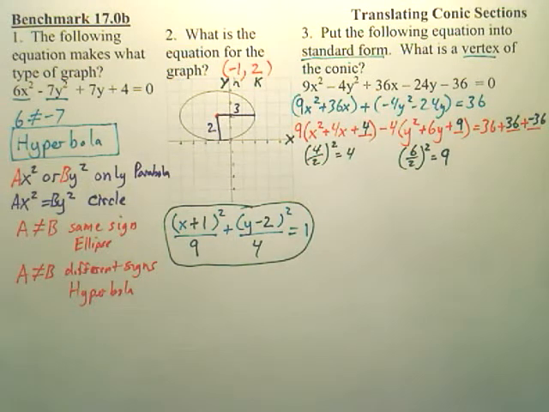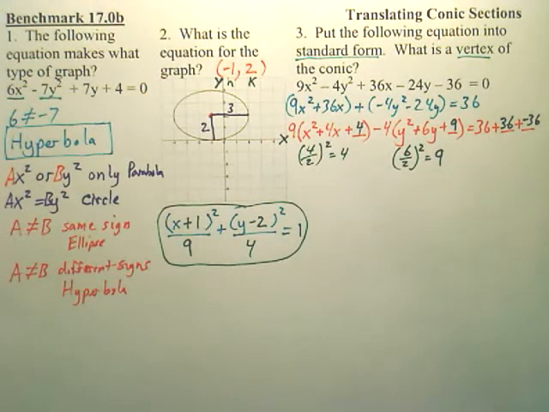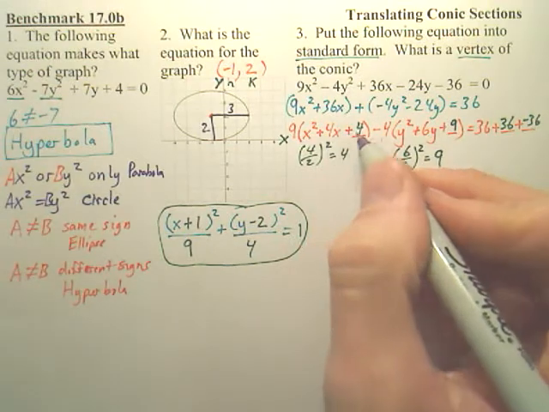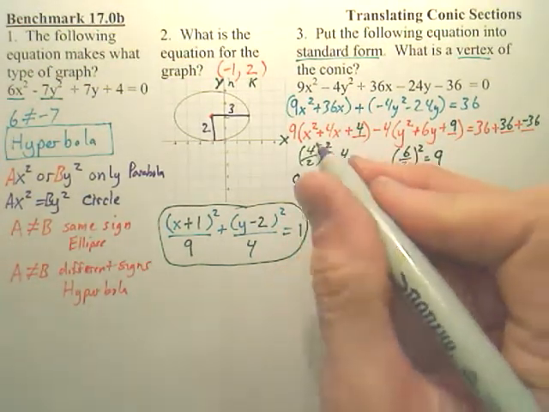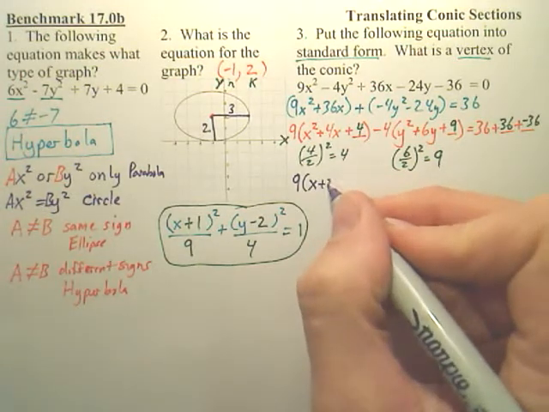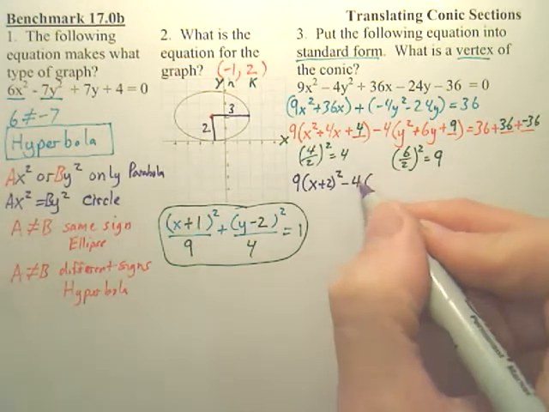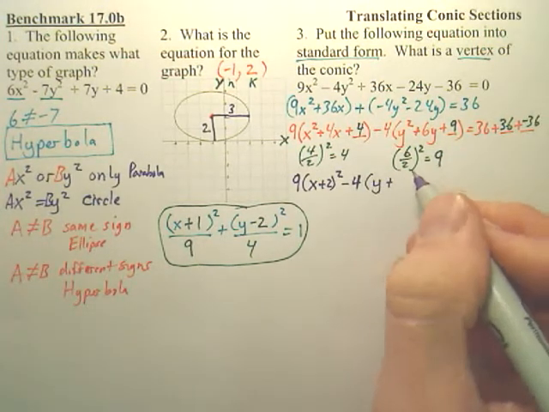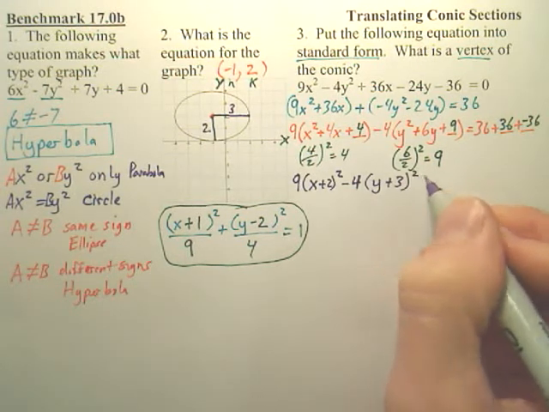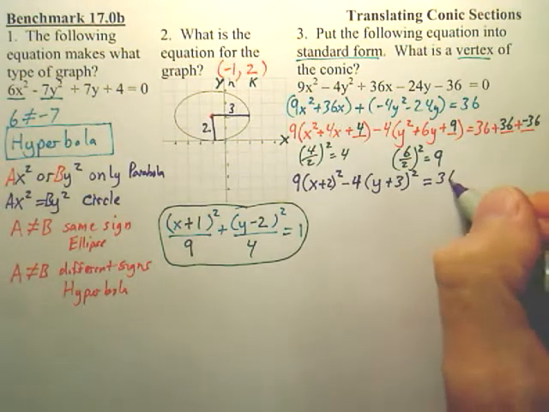So from there, I want to do completing the square. So for completing the square, let's simplify this. What you'll notice is this becomes 9. And if you factor this, this becomes x plus 2 squared. So minus 4. If you factor this, you get y plus 3 squared. And if you add up all that, these cancel, you basically get 36.